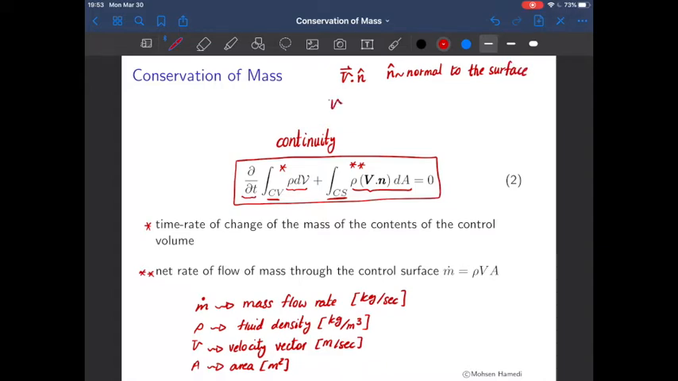And V dot N is defined as the magnitude of the velocity vector times the magnitude of the normal to the surface times the cosine of theta, which is the angle. Theta is the angle between the two vectors V and N, where here N is equal to 1 because it's the unity vector normal to the surface, and the magnitude of the velocity vector is the square root of all different components of the velocity.